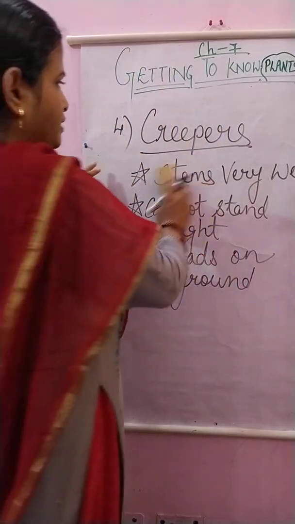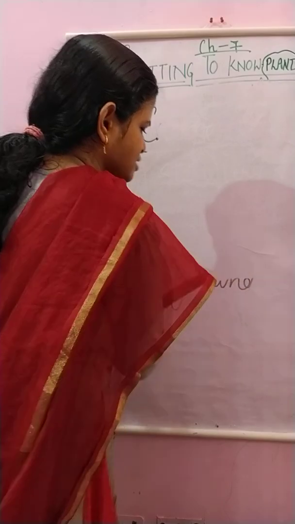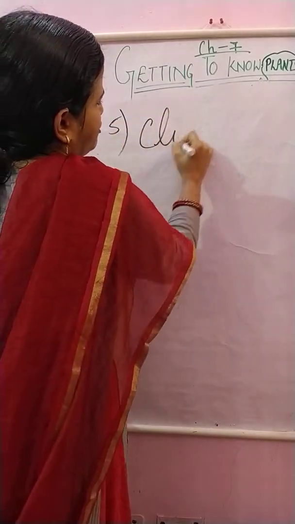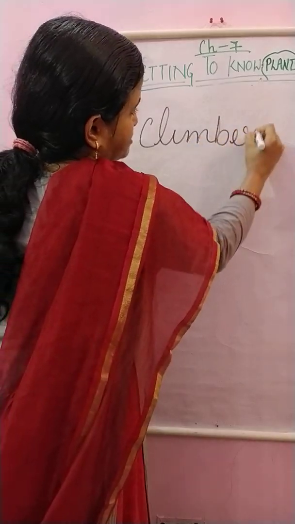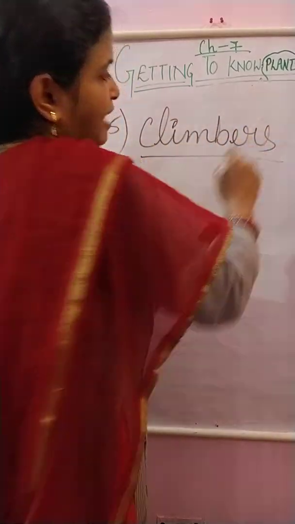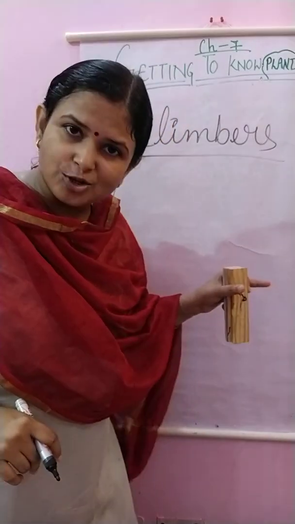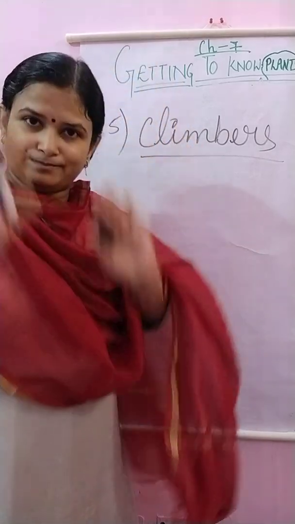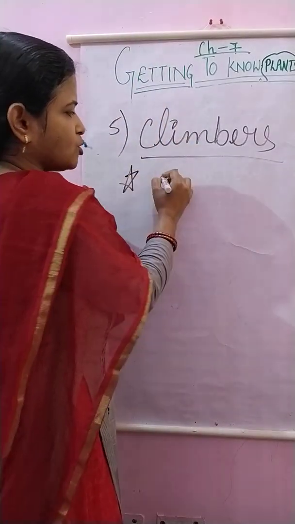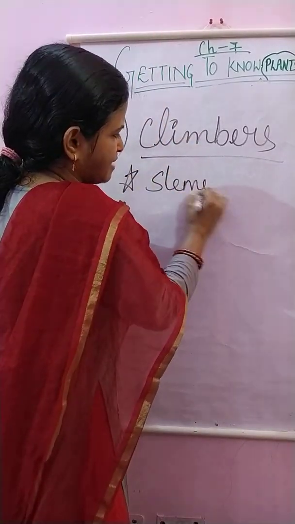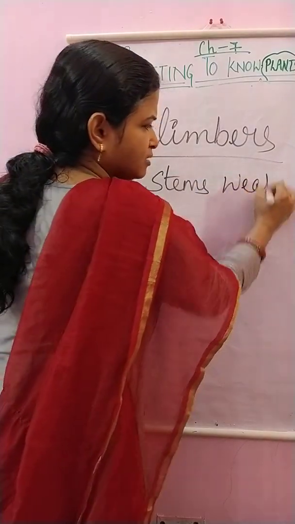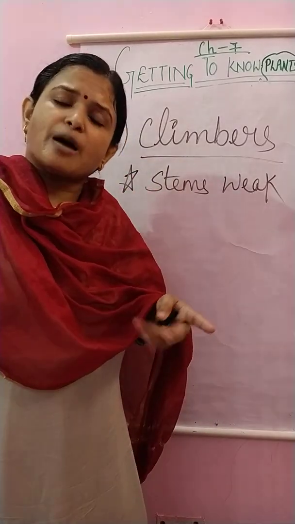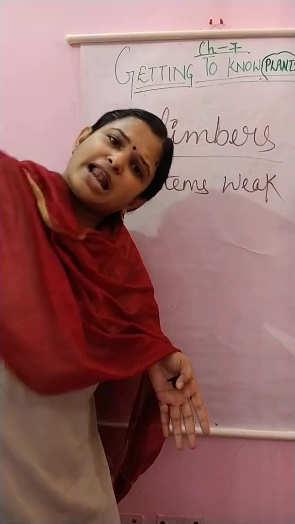Now next is what? This is the 5th kind of plants. This is our climbers. Climbers, I think as the name itself, it's very clear to you. Climbers are the plants which climb up. Their stems are also weak. They also cannot stand upright, but they take support of neighboring plants and they climb up.